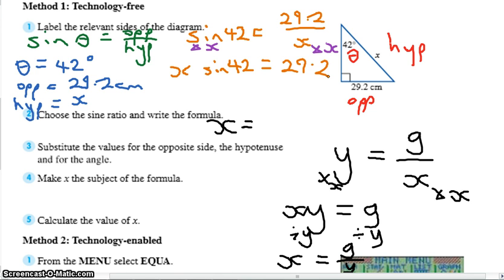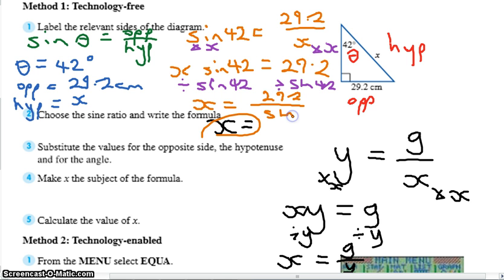So we've got x times sine 42. How do you get rid of the sine 42? You divide it by sine 42. And you have to do it to both sides because otherwise it's not an equation. Everyone happy with that? So you end up with x equals, which is what we wanted, 29.2 over sine 42. That is the same as saying 29.2 divided by sine 42. They're the same thing.